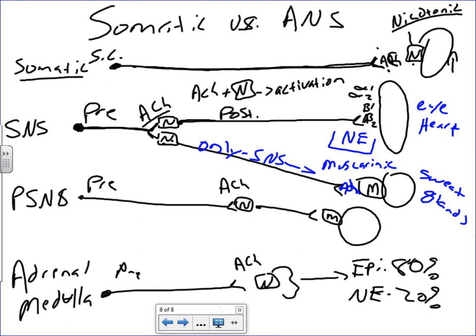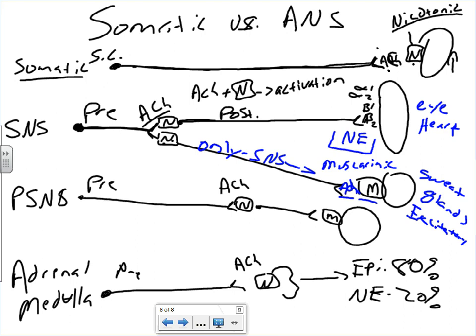Now, when it comes to glands, the combination of acetylcholine and muscarinic receptors on glands is excitatory. So you can do the math here. You don't even need me to go in depth with the explanation, because you've all experienced this at some point in time. What happened when you were in a really heightened state of being nervous? You started to sweat.